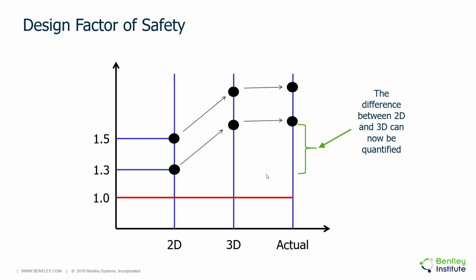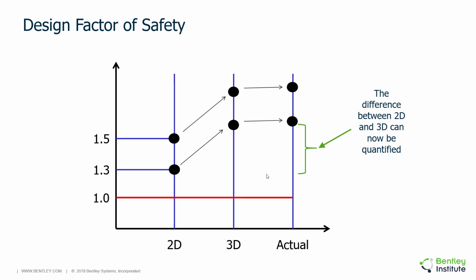But what you will typically note is that when you do a 2D analysis and you have a factor of safety of 1.3, and you do a 3D analysis of the same problem, your factor of safety will typically rise up some amount. And really, you should be aware of what your mentality is when you're doing a 2D analysis.